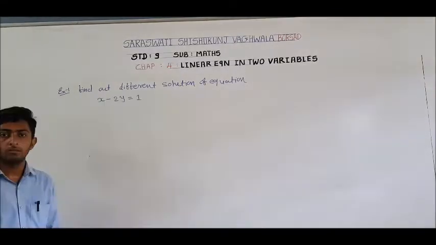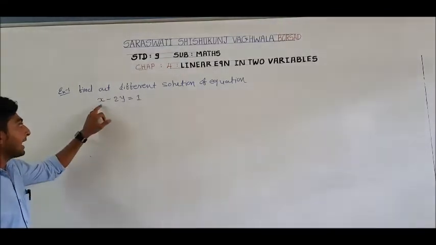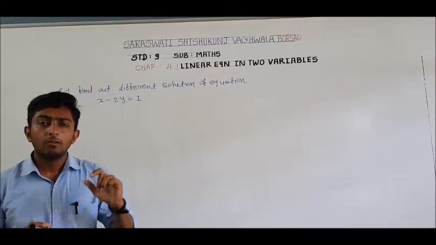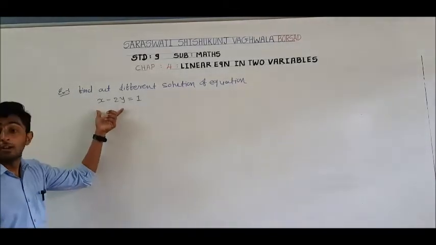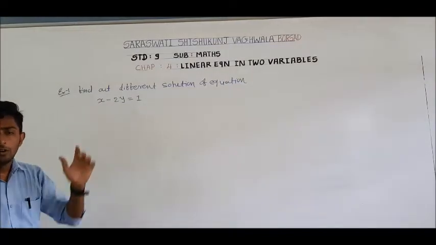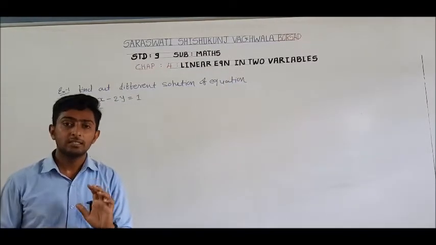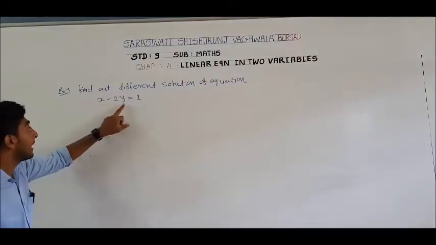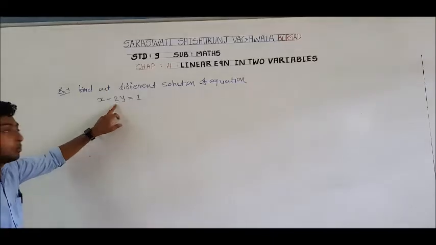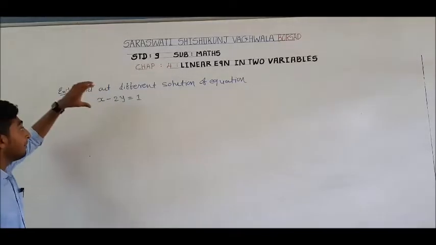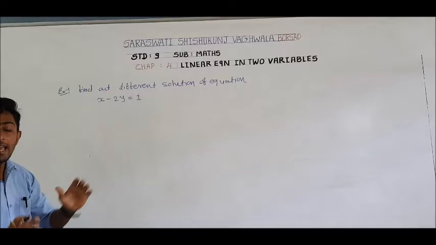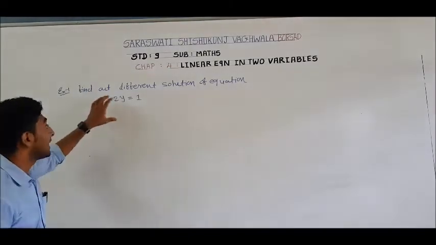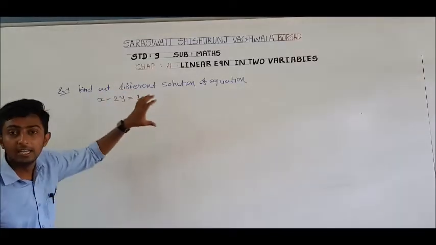Let us see another example. Another example is x minus 2y equal to 1. Friends, in the last example, both variables have coefficient 1. So we make any variable the subject. Now in this example, the coefficient of x is 1 and the coefficient of y is minus 2. In this example, I make x the subject. Why? Because if you make x the subject, then you will get the answer easily.